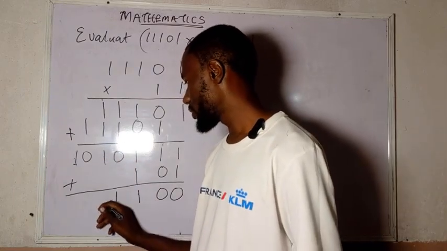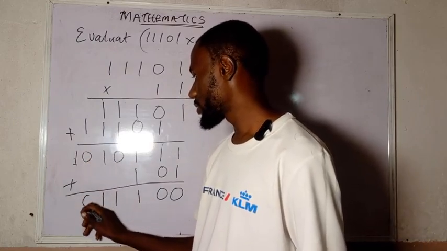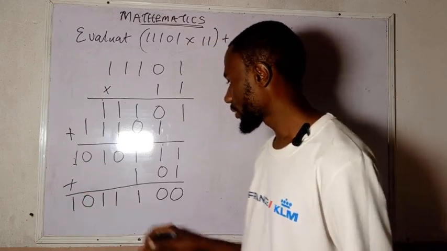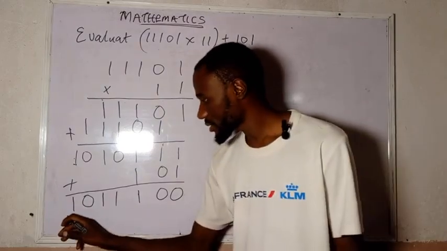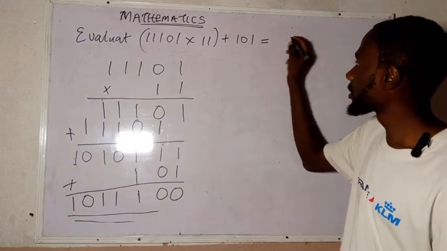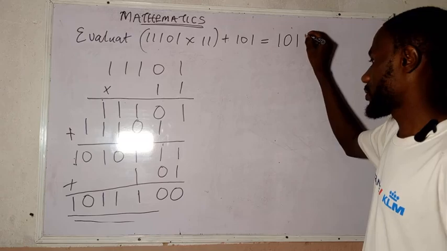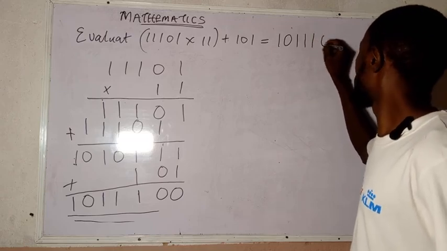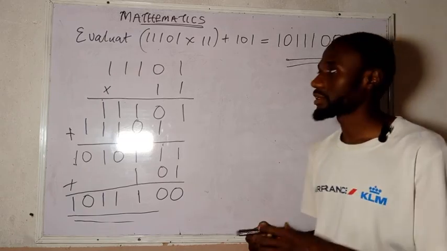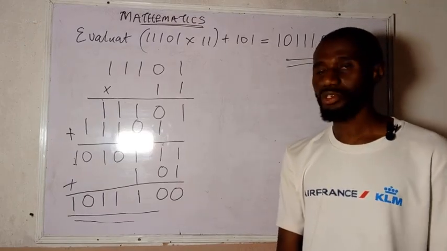Again, 1 plus 0 here is 1. 0 plus 1 here is 0. 1 plus 0 is 1. Then if you evaluate this one, the answer will be 1 0 1 1 1 0 0. And this is how you can evaluate a binary that contains multiplication and addition.